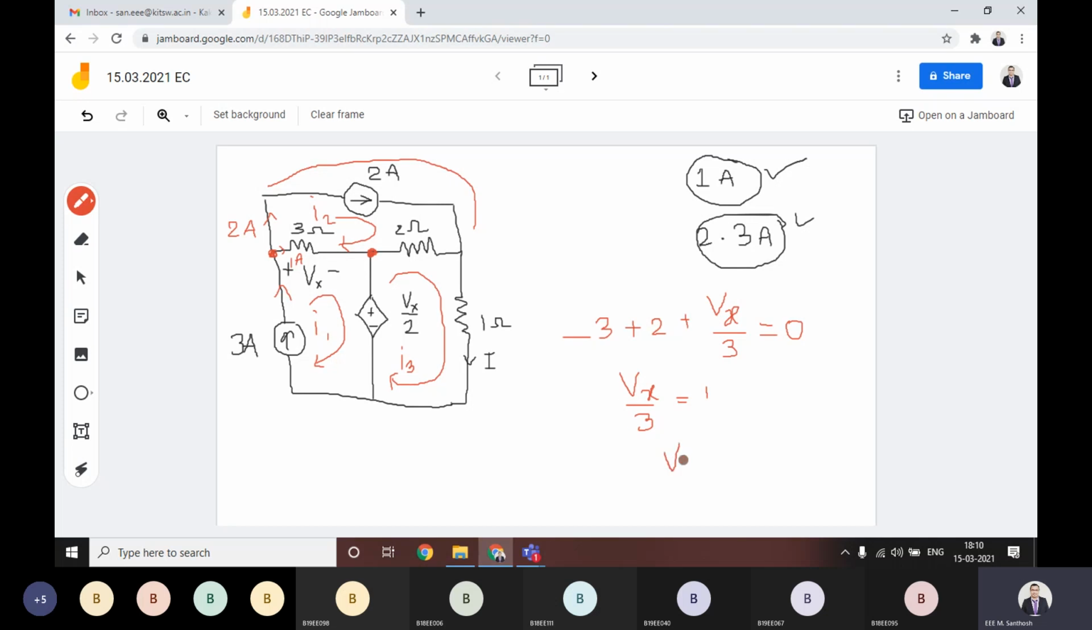Then what is the value of Vx here? That is equal to 3. First I applied KCL here at this point, at A. KCL at point A. I hope it is clear. For finding the value of Vx, I have calculated Vx is equal to 3.